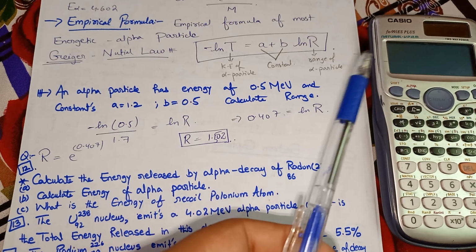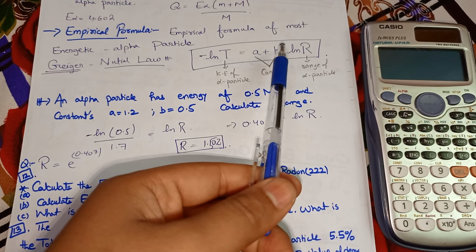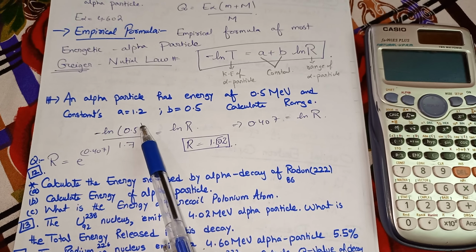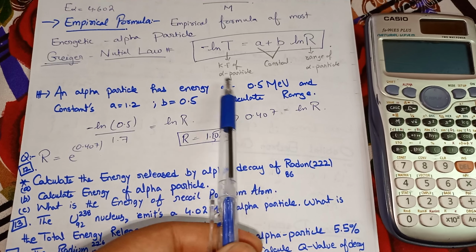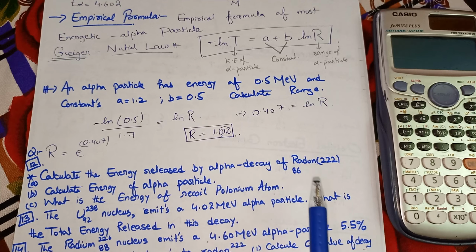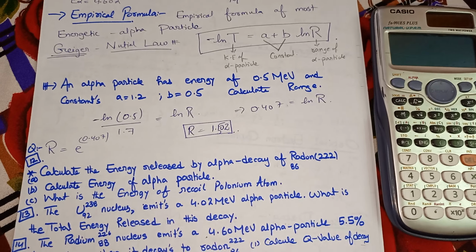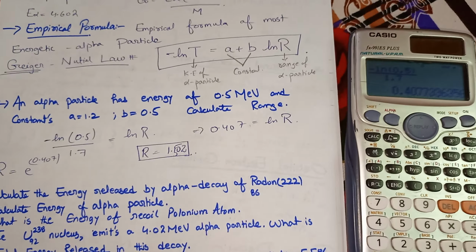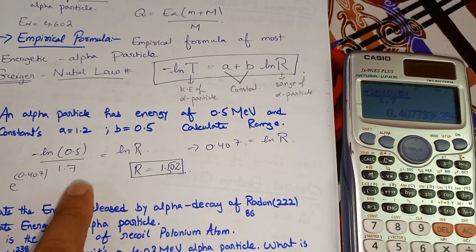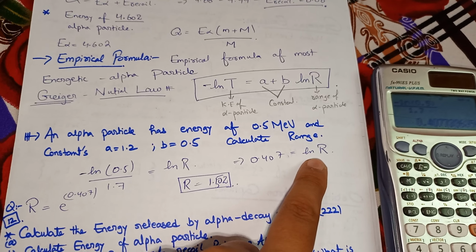So to find the value of R, just add a and b and move to the other side, divided by minus ln of T. The T value is given, which is 0.5, divided by a plus b. A is 1.2, b is 0.5. After adding, you will get 1.7. So this equals ln of R as it is. After solving this in the calculator, you will get 0.407 equals ln of R.